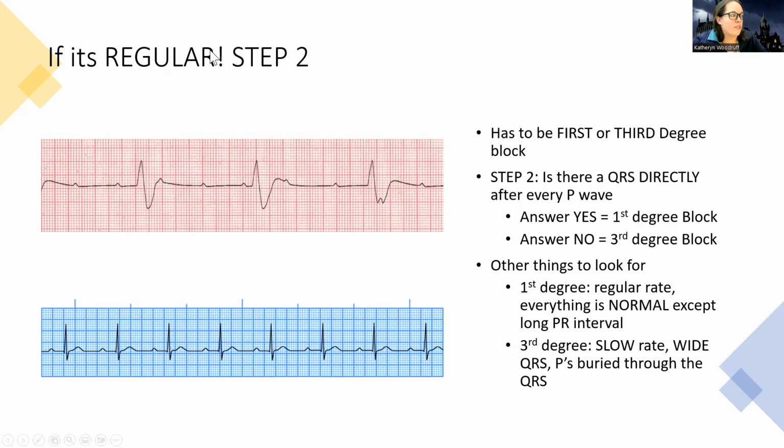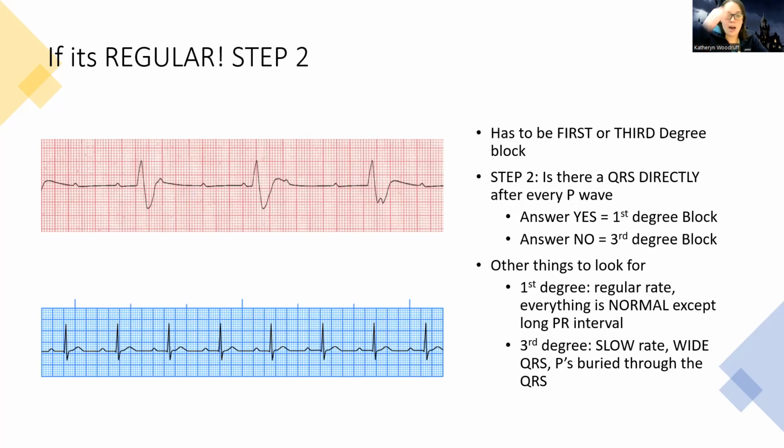To decide if it's regular or not, remember, if I say, is it regular, I'm talking about the distance between the pointy things, the QRSs. If it's regular, there's the same amount of space between those. It has to be either a first or a third degree block. So step one: is it regular or irregular?